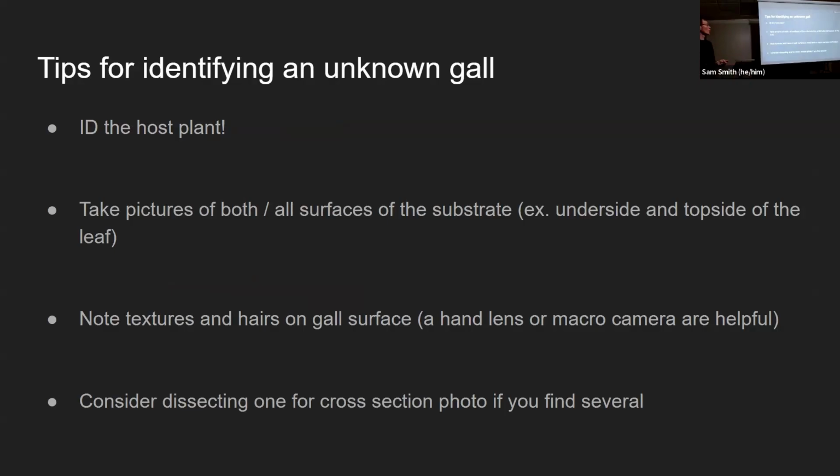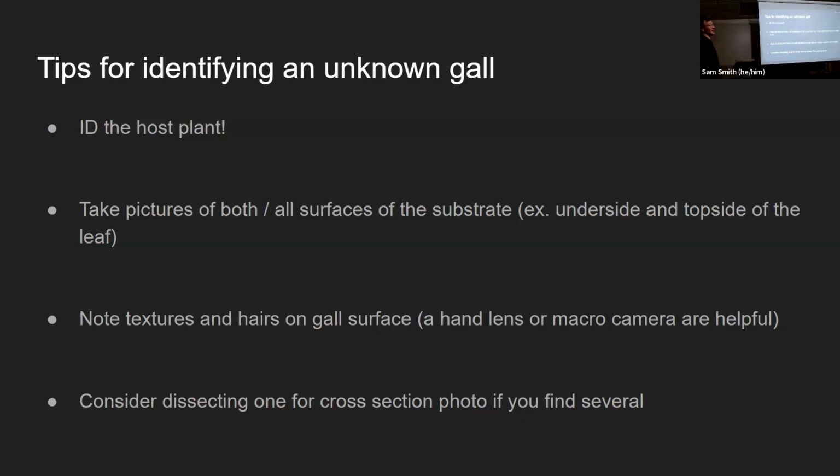And then, as I mentioned before, the hairs can be really distinctive, or the textures. And as botanists often know, a hand lens could be helpful. A macro lens also works just as well if you have a little macro camera or a big macro camera. And then it is potentially helpful to dissect one if you find several.